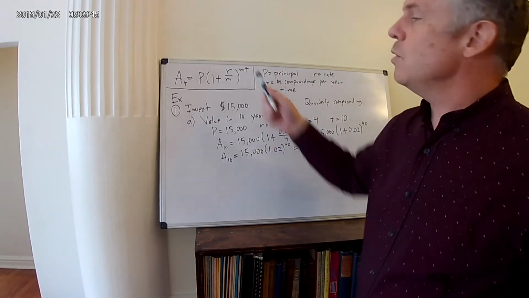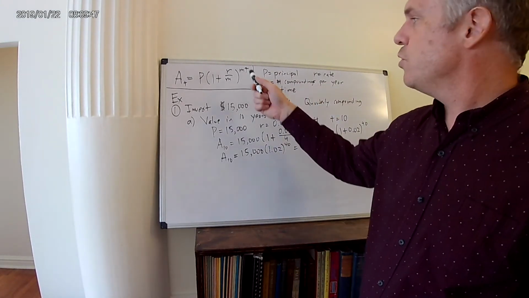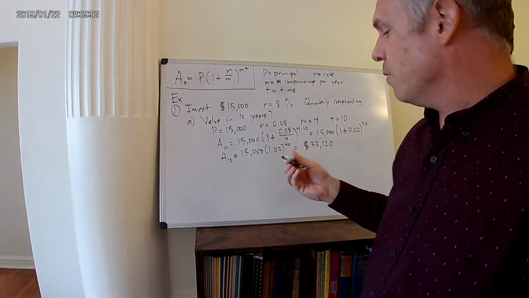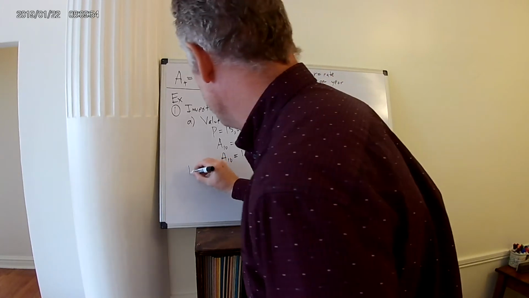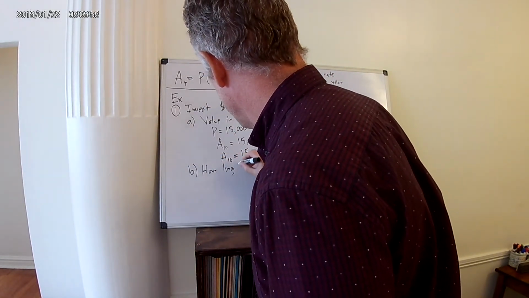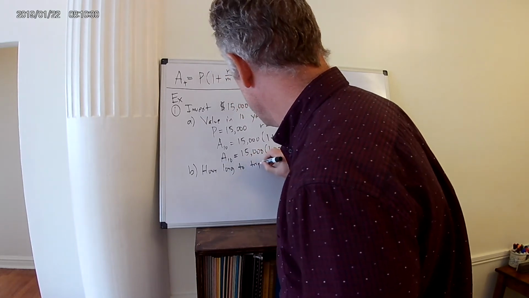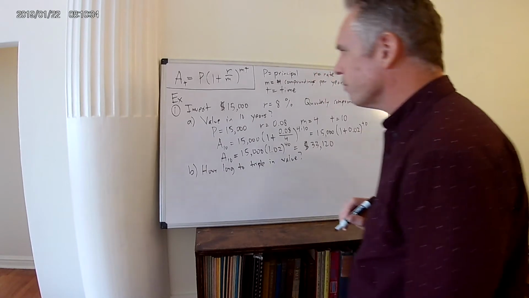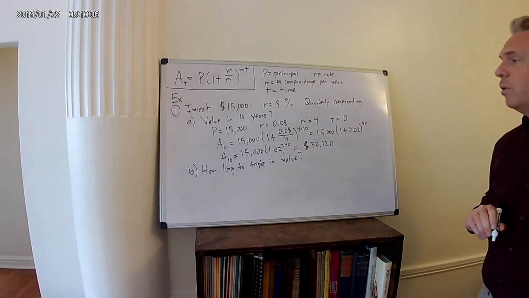We're basically using this formula. So be sure you are comfortable using this formula and understand what m is. It's the number of compoundings per year. Let's do a second part. How long does it take to triple in value? How long does it take this account to triple in value?